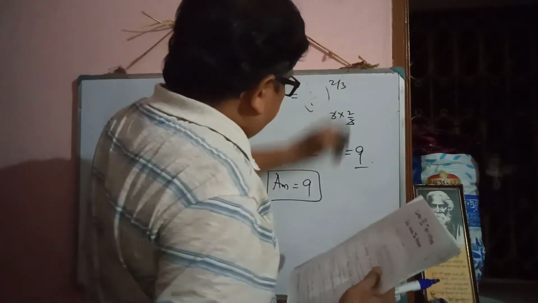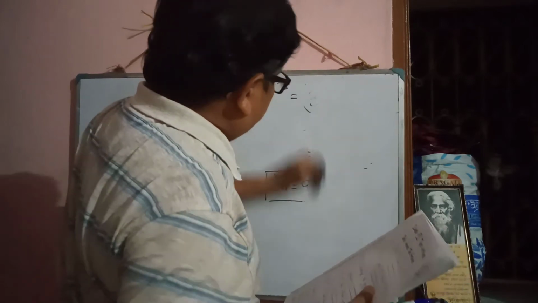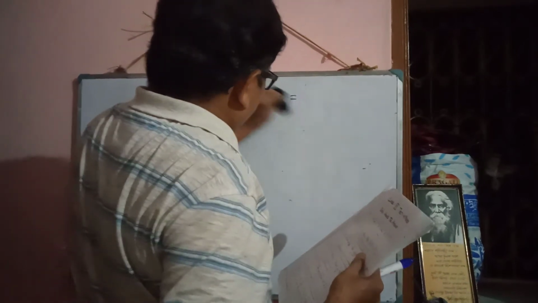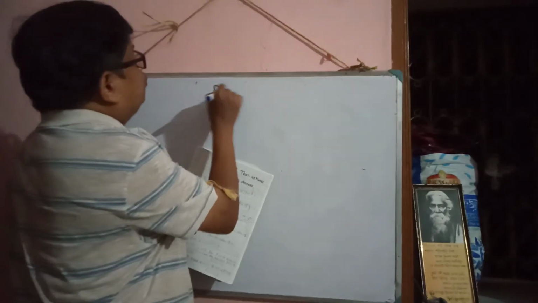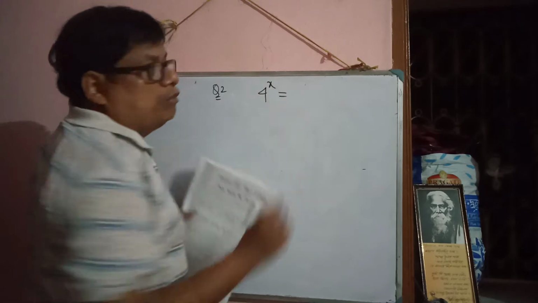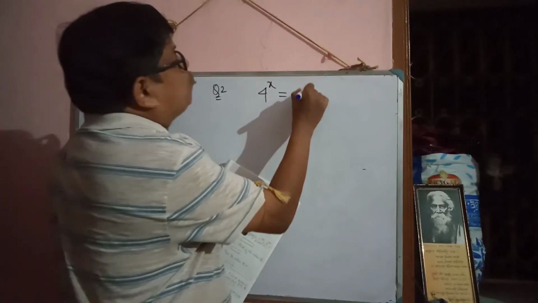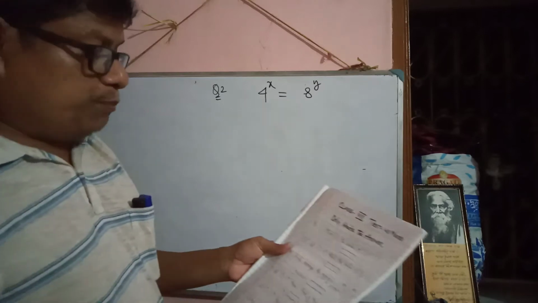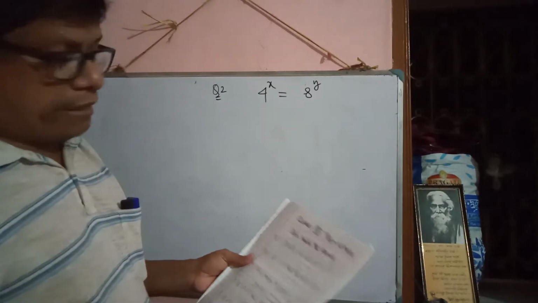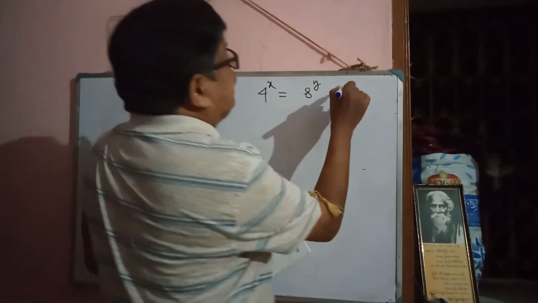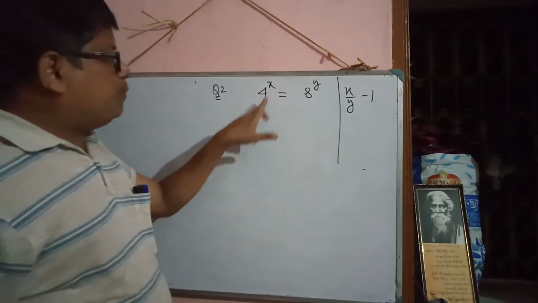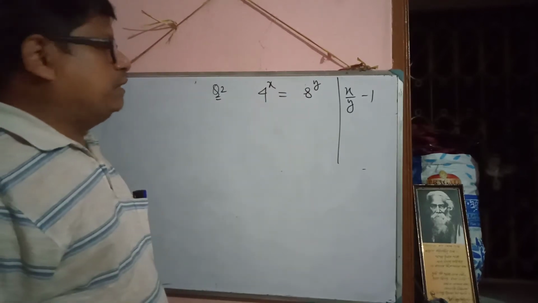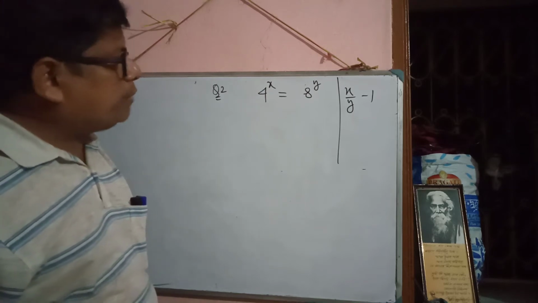Now next one I am doing. Question number 2: suppose 4 to the power x equal to 8 to the power y, then find the value of x by y minus 1. 4 to the power x equal to 8 to the power y, then what is the value of x by y minus 1?